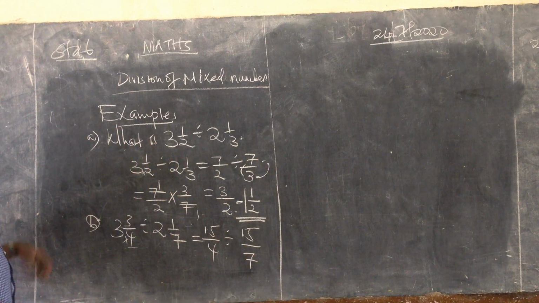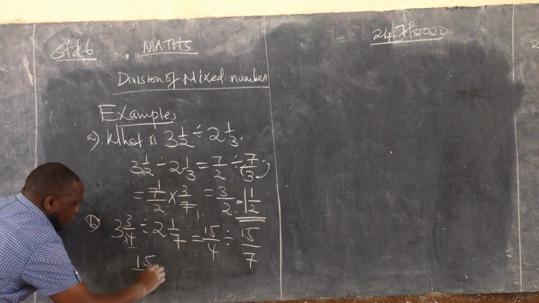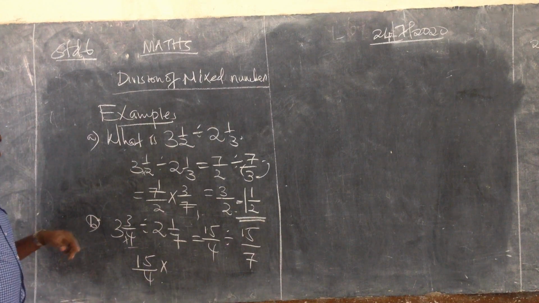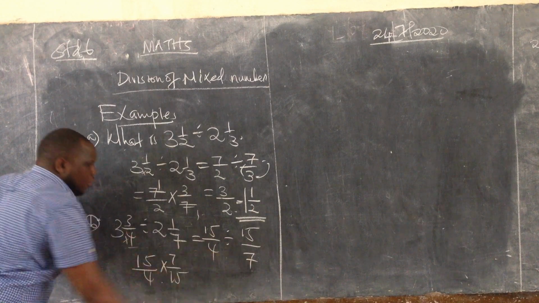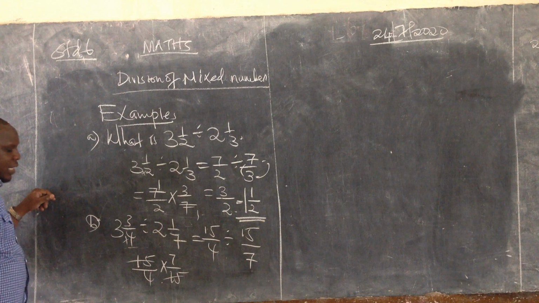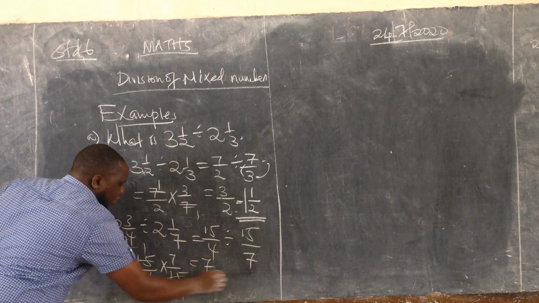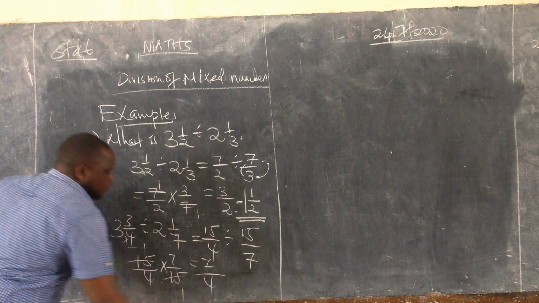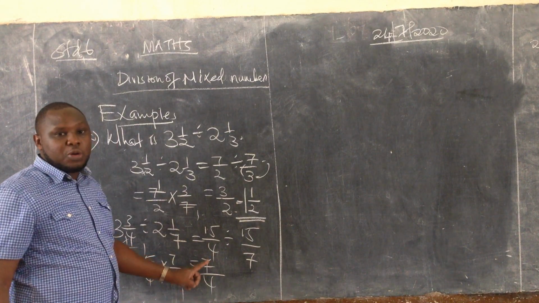So from there, now you have all of them being improper fractions. You come here 15 over 4 times 7 over 15, the reciprocal of 15 over 7. So these and these are going to cancel by 15, 1 by 15, 1. So you are going to have 7 over 4 times 1, which is 4. And therefore, you realize that 7 is a bigger number compared to 4.